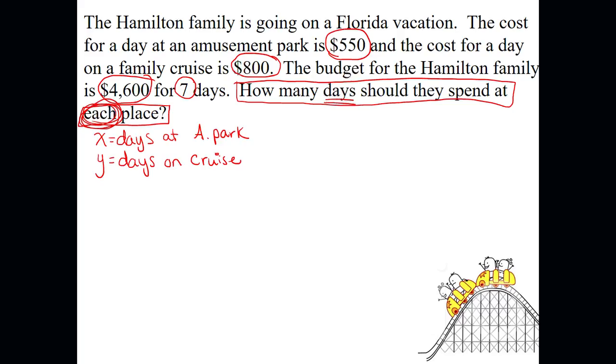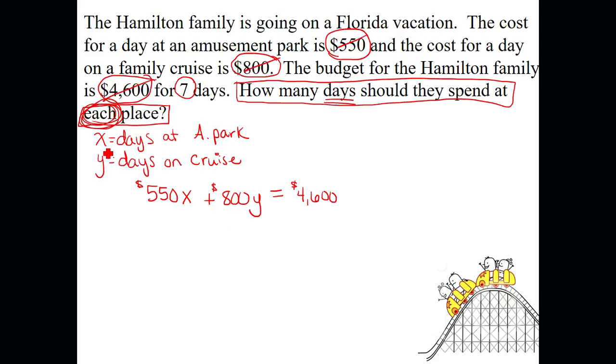Let's take a look at some of the numbers. It costs $550 for an amusement park day and $800 for a family cruise day. So we might write something like this. $550 for an amusement park day, that was x, right? Plus $800 for a family cruise day, that was the y, equals, now notice that these were all dollars and dollars. Well, how many dollars did we have to spend total? $4,600. We don't have any more than that, so we've used now all of these numbers in setting up that first equation. But we still have this 7 left over here.